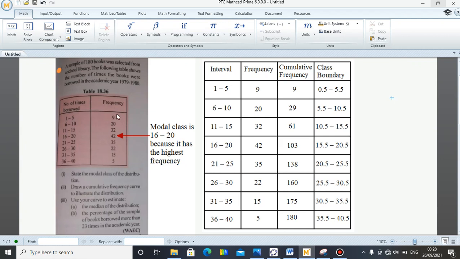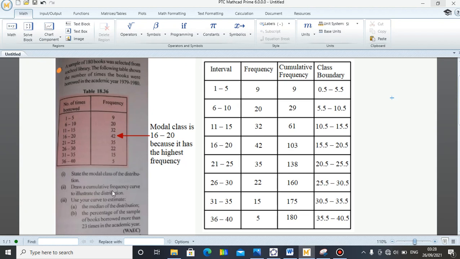So from 1 to 5, they borrowed 9. Then 6 to 10, they borrowed 20, just like that till the end, which is 36 to 40. And the class with the highest frequency is going to be the modal class. So if you go to the frequency, you'll see that 42 is the highest frequency here, and that is 16 to 20, and that is why the modal class is 16 to 20, because it has the highest frequency. And that is the end of this first part of the question.